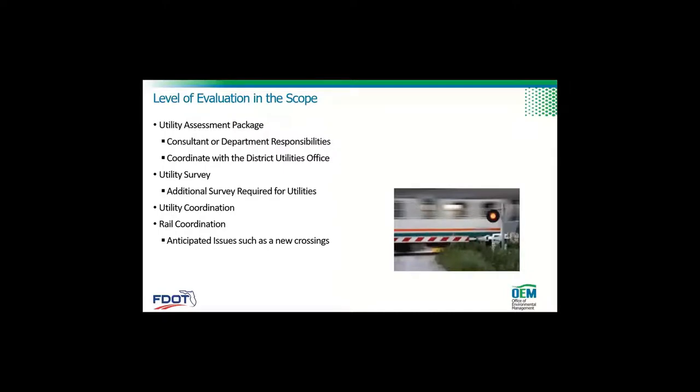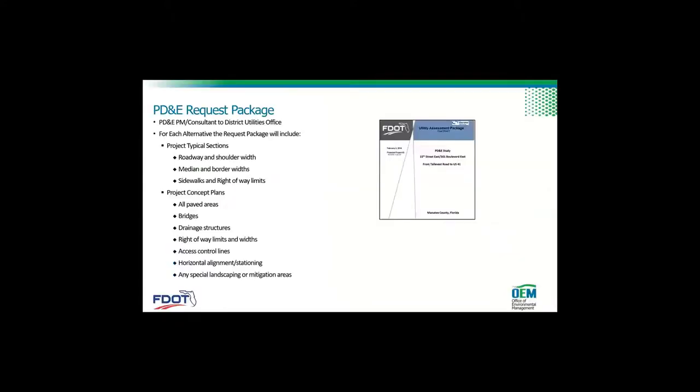So the level of evaluation in the scope, the utility assessment package, is the department's responsibilities, and it needs to be coordinated with the district utilities office. And a utility survey is an additional survey that was required for utilities, and then rail coordination for anticipated issues such as new crossings. Okay, so let's skip through here.